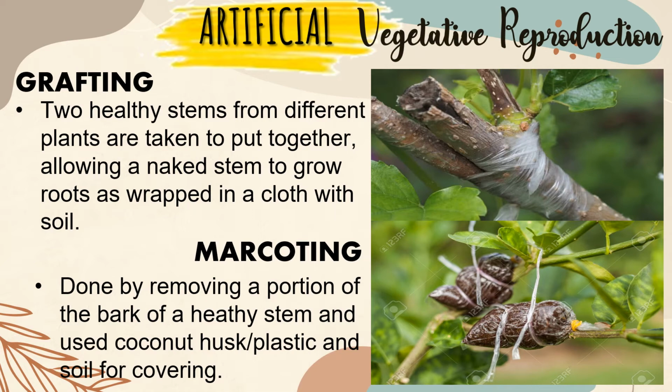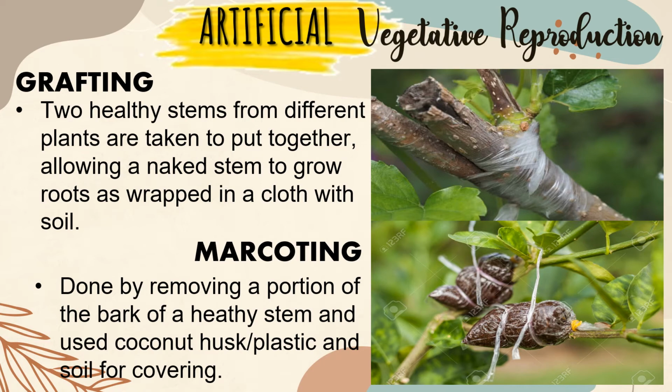After a while, these two stems being put together will merge, or their cells merge together. And by grafting, the attached stems become a part of one another, which will supply the needed water and nutrients for nourishment. Grafting is used to propagate roses, oranges, and grapes.